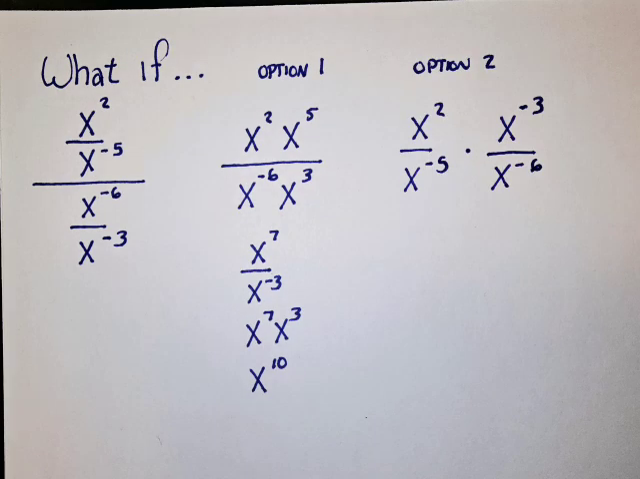But we also learned a few years ago that if I'm dividing by a fraction, I can instead multiply it by the reciprocal, or the fraction flipped. So that's what I did in this case. I flipped the fraction, making it x to the negative 3 over x to the negative 6 and multiply together.